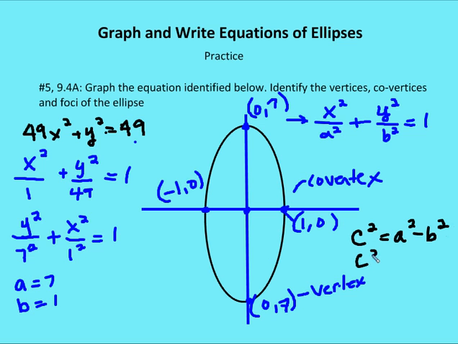And I see that c squared in this case would be 7 squared, or 49, minus 1 squared, which is 1, so c squared is equal to 48, or c is equal to plus or minus 4 root 3. So now all I have to do is count along the major axis, because the foci are on the major axis, 4 root 3 units up and 4 root 3 units down.